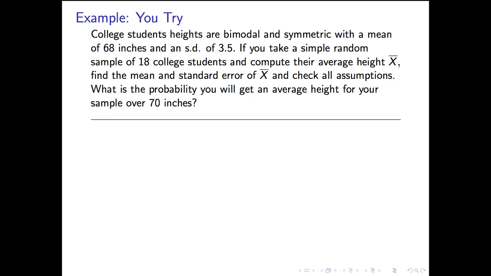Okay, now if you haven't been doing these on your own, I want you to try doing this on your own. College students' heights are bimodal and symmetric with a mean of 68 and a standard deviation of 3.5 inches. If you take a simple random sample of 18 college students and compute their average height, x bar, I want you to find the mean and standard error of x bar. I guess there's three things. Check all the assumptions, and find the probability you'll get an average height for your sample over 70 inches. Pause the tape, do these calculations, write them down, come back, and see how you did.